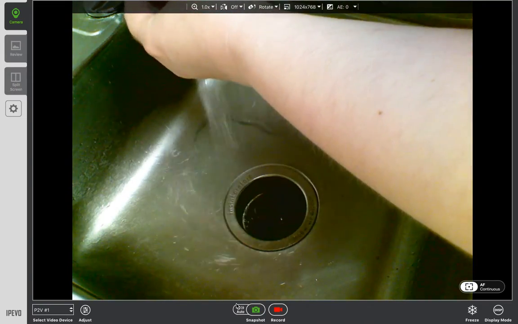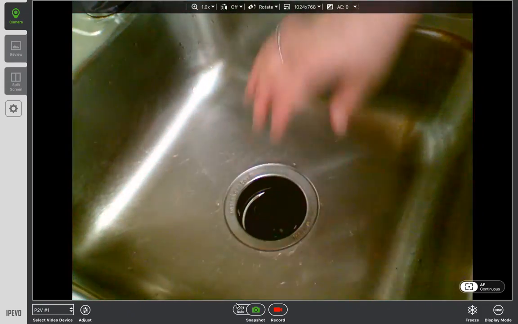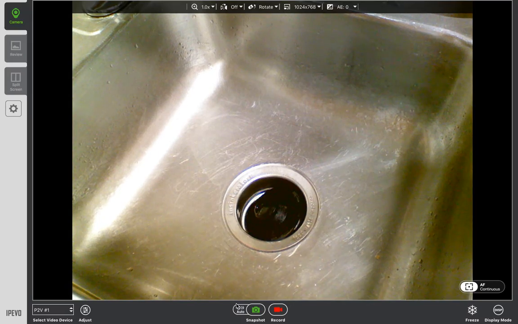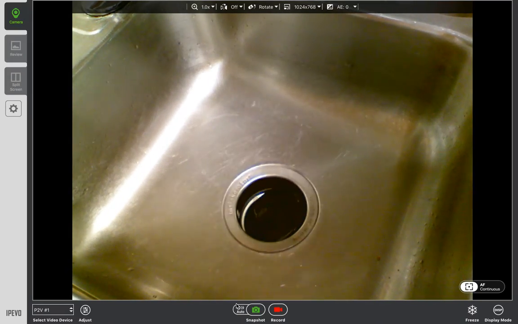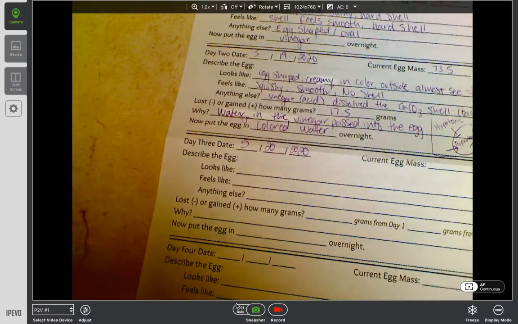So I'm going to just maybe grab some paper towels rather than go for a full hand wash because that's going to be useless because we're going to need to weigh our egg here. So let's first and foremost jot down some of our observations.